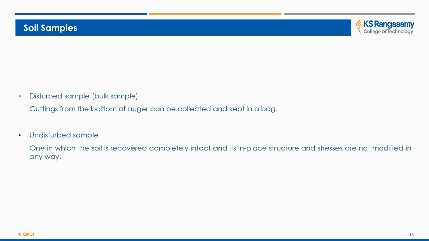Next are the soil samples collected in our field, like disturbed samples and undisturbed samples. Normally the disturbed samples are collected using an auger and kept in a bag. The undisturbed sample is recovered completely intact, and its in-place structure and stresses are not modified in any way.